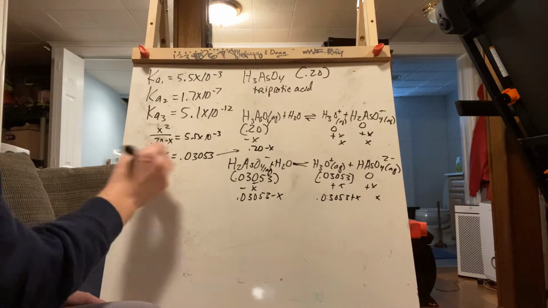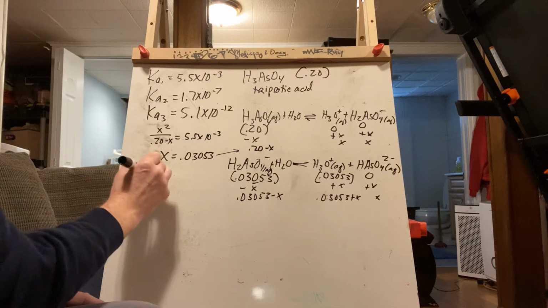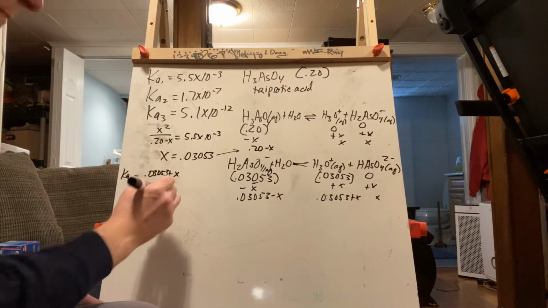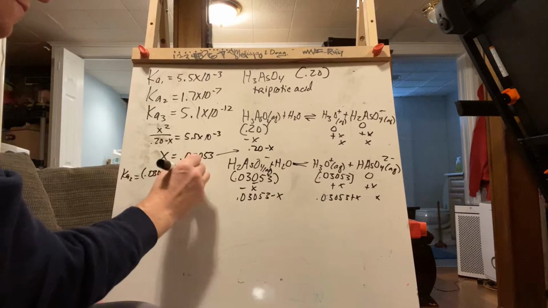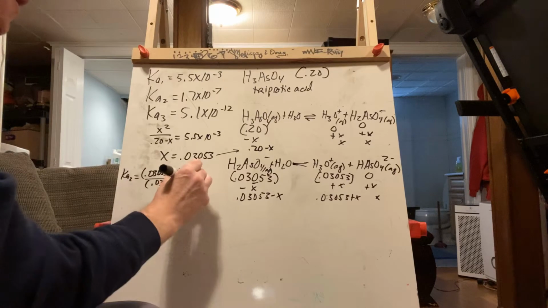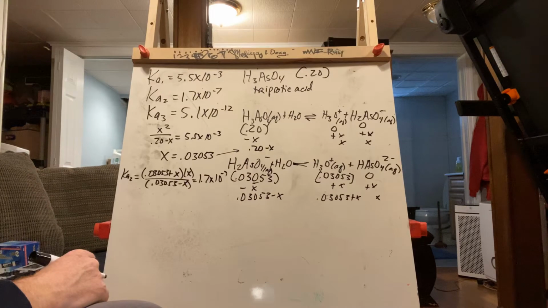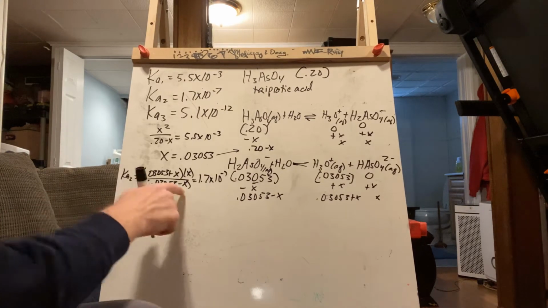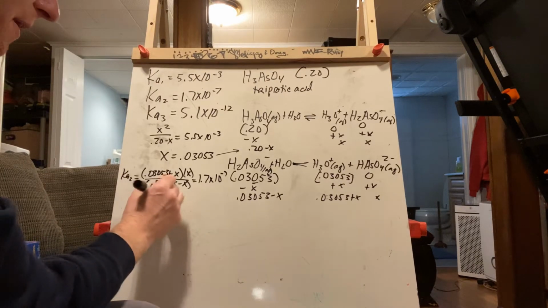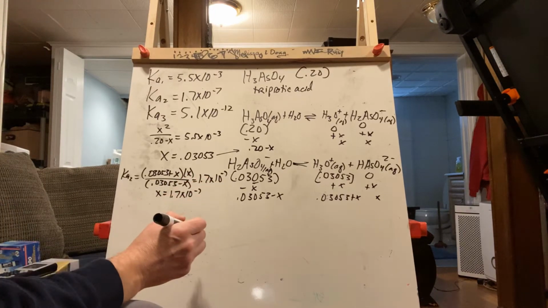And now Ka2 is going to be 0.03053 plus x times x over 0.03053 minus x equals 1.7 times 10 to the negative 7. And this x should be really small. So it's probably going to end up being x equals 1.7 times 10 to the negative 7th.